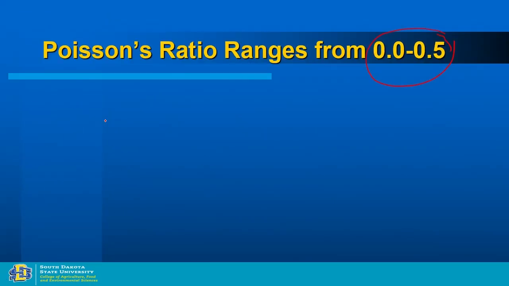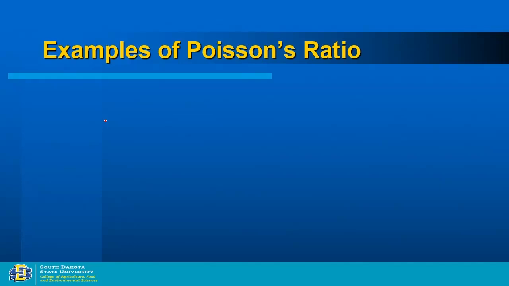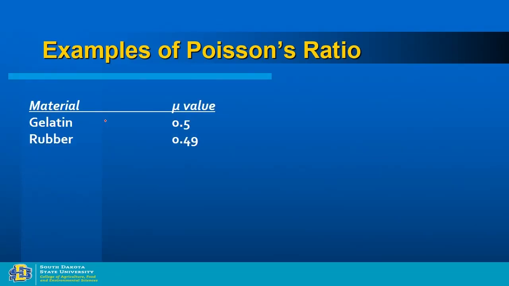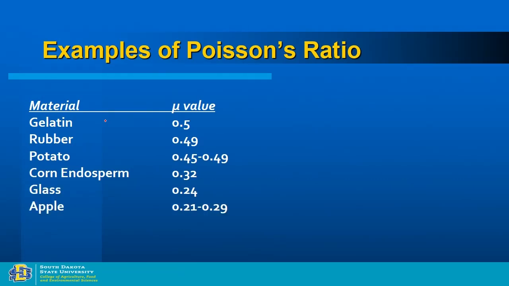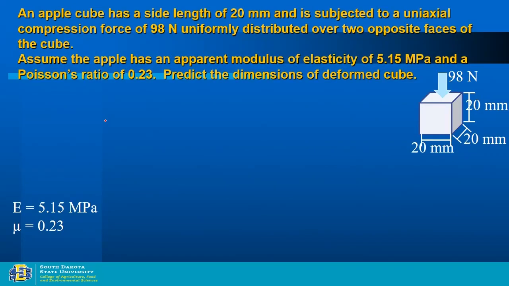Okay, Poisson ratio, we talked about it. Some of the Poisson ratio values for different materials: gelatin 0.5, incompressible; rubber, potato, corn endosperm, glass, apple, cork. Okay, one more problem here. Let's do this problem. Somebody wanted to do the cubical samples? Let's do the cubical sample now.